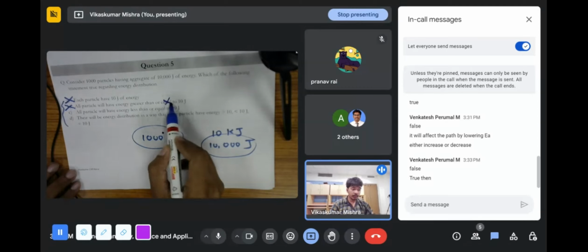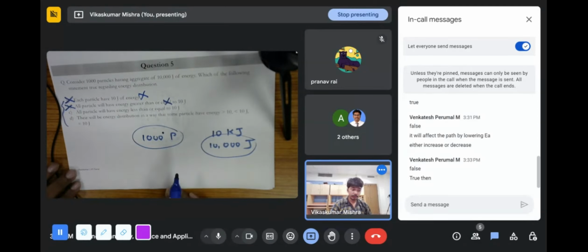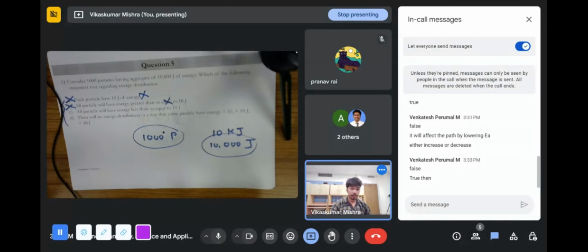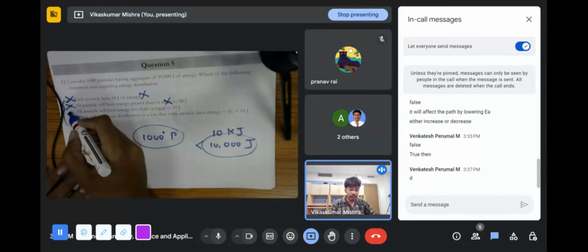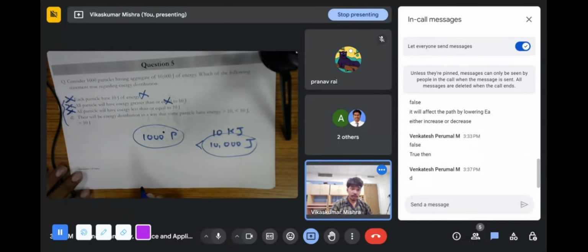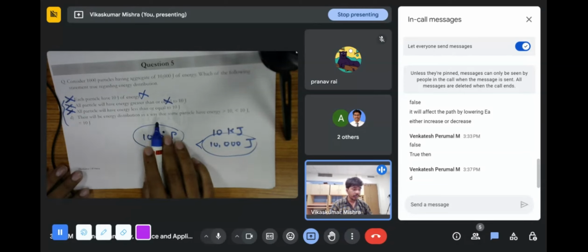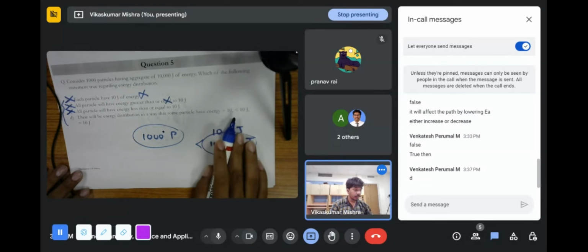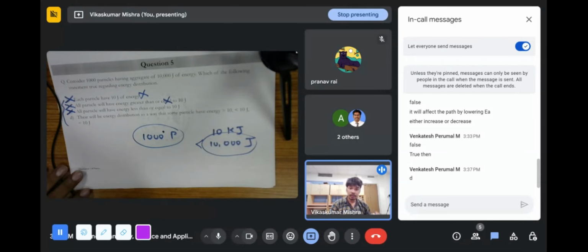Equal to is also eliminated because we have eliminated the first part. All particles will have energy less than 10 joule. This is again not the case. If all of them have energy less than or equal to 10 joules, then the aggregate energy will be less. We can eliminate this. There will be an energy distribution in a way that some particles have energy greater than 10, less than 10, and equal to 10. Yeah, so it might be possible.